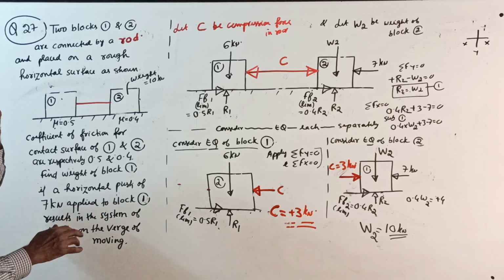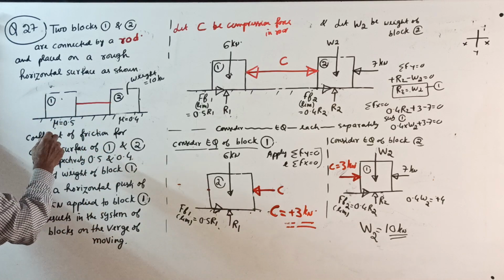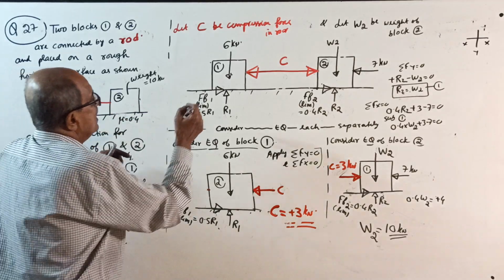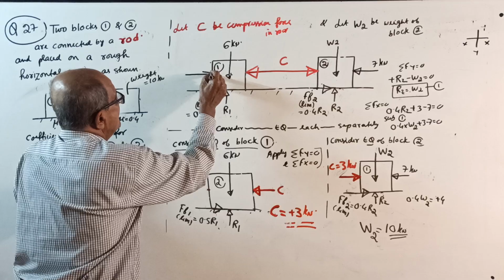Okay, solve now. First see, they told what? Horizontal push of 7 kilonewton to block 1. So now they are applying it here. How much is it?